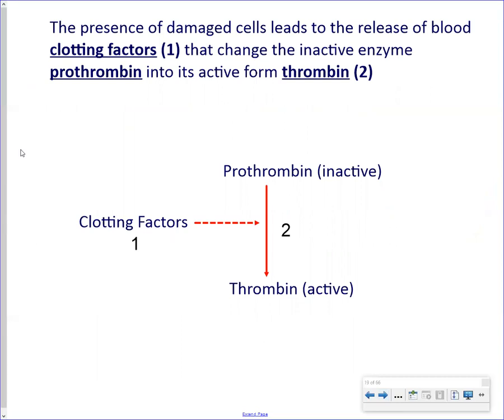And the clotting factor causes an inactive enzyme called prothrombin to be converted into an active enzyme called thrombin. So I'll say that again. The damage to the cells releases clotting factors, and the clotting factors stimulate the inactive enzyme, prothrombin, to be converted into the active enzyme, thrombin.